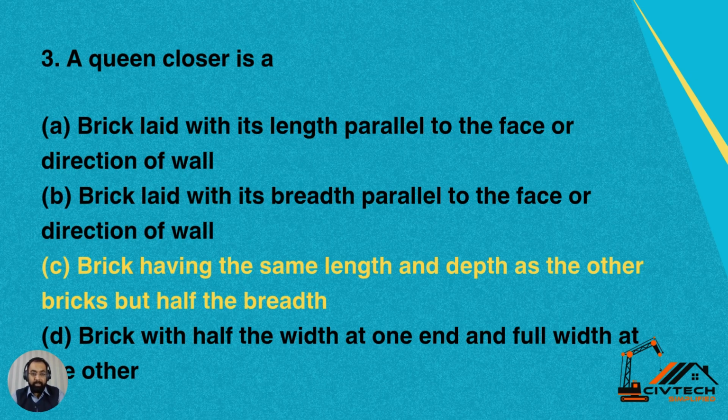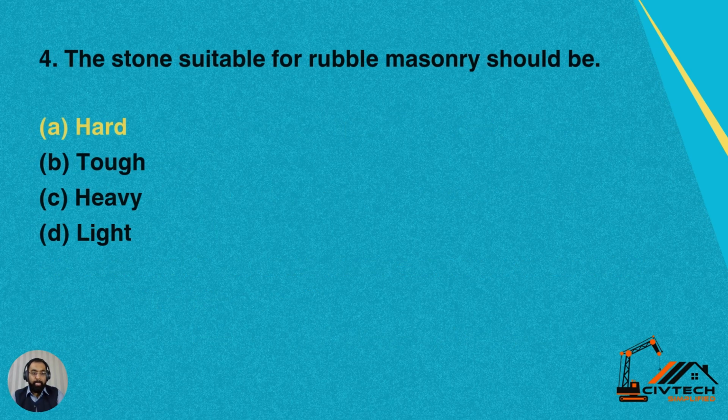Option C is a brick having the same length and depth as the other bricks, but half the breadth. Option D is a brick with half the width at one end and half the width at the other. So option C is correct for this question. A queen closer is a brick having the same length and depth as the other bricks, but half the breadth. So its width is basically half. Breadth is half, but length is the same, and depth is also the same as the other bricks used in the wall.